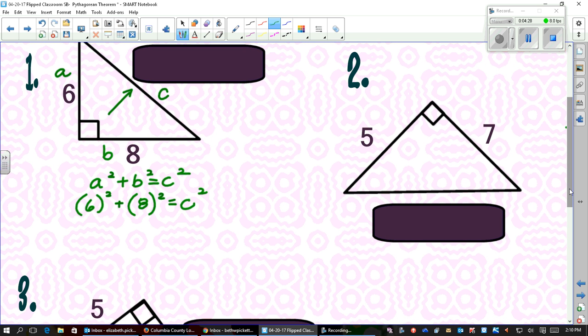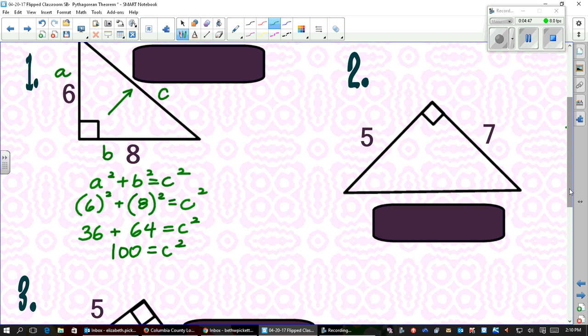So I like to just always make that a habit. Okay, on the left side, I'm able to do some simplifying. I know that 6 squared is 36. I can evaluate that. Evaluate 8 squared and get 64. Okay, that side can be simplified a little bit more. I can go ahead and add 36 and 64 and get 100.